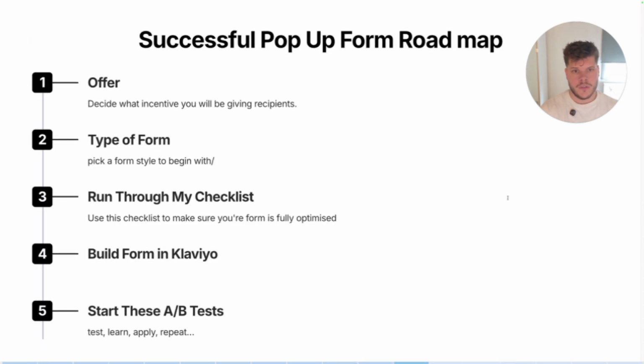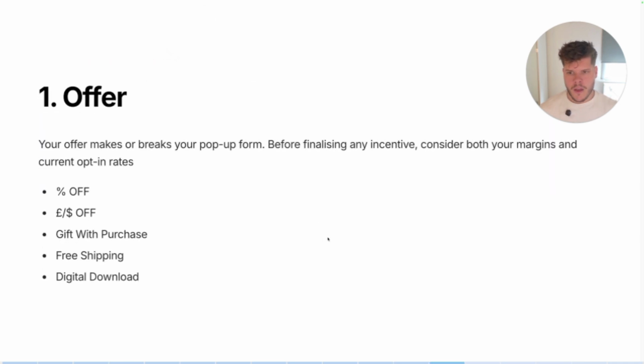So good stuff. So this is essentially the roadmap of what makes a good pop-up form. So we're going to go through the offer, the types of forms you can have. We've got my checklist, and then we're going to build one inside of Klaviyo and go over some final A/B tests that you can run. Okay, so number one is your offer. This is the most important thing. What is the offer of your pop-up form?